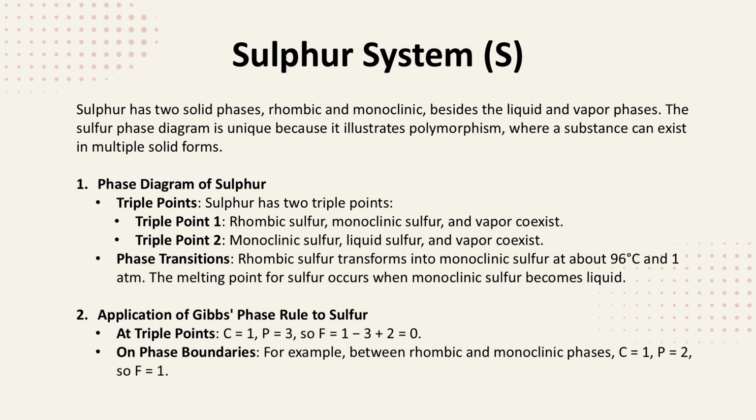The sulfur system is a unique one-component system because sulfur exists in two solid forms, rhombic and monoclinic, along with its liquid and vapor states. The phase diagram shows transitions between these states and includes two triple points where specific phase combinations coexist.